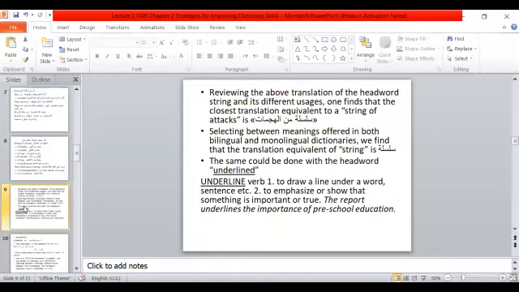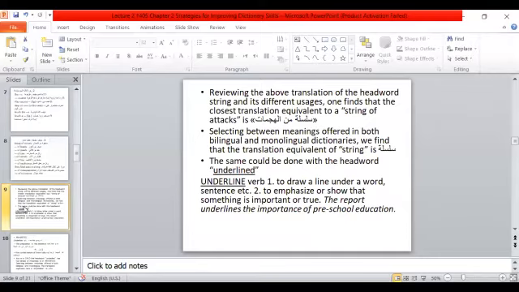Reviewing the above translation on the head word string and its different usages, one finds that the closest translation equivalent to a string of attacks is سلسلة من الهجمات. Selecting between meanings offered in both bilingual and monolingual dictionaries, we find that the translation equivalent of string is سلسلة.